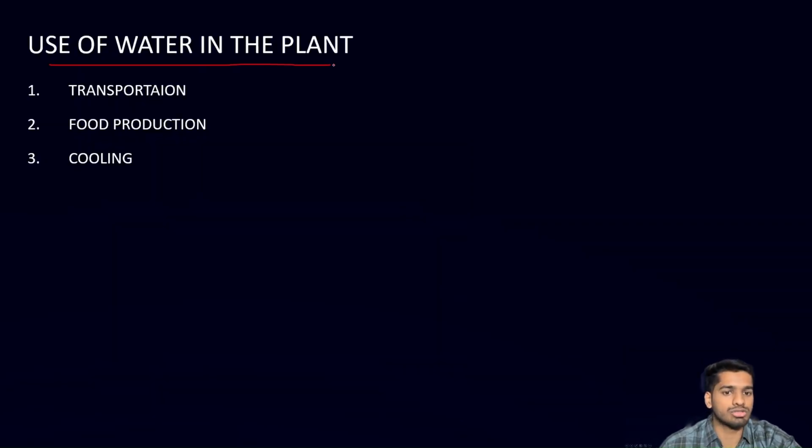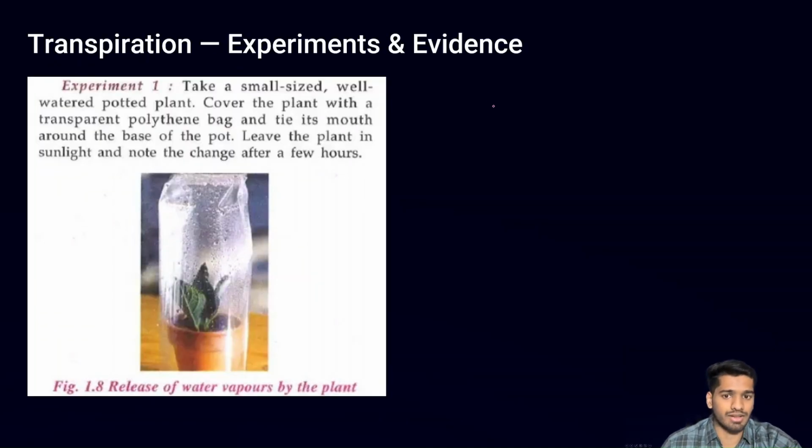After that, what are the uses of water in plant? Like we all know, it helps in transportation of nutrients. Second one, for food production, that is photosynthesis to make glucose, and for the cooling effect, which we just saw. So these are the uses of water. After that, now let's do one experiment. In total, there are two experiments to understand transpiration. The first experiment is very easy. So what are you going to do? You're going to take a flower pot with, obviously, a plant in it, and you are going to water it very well.